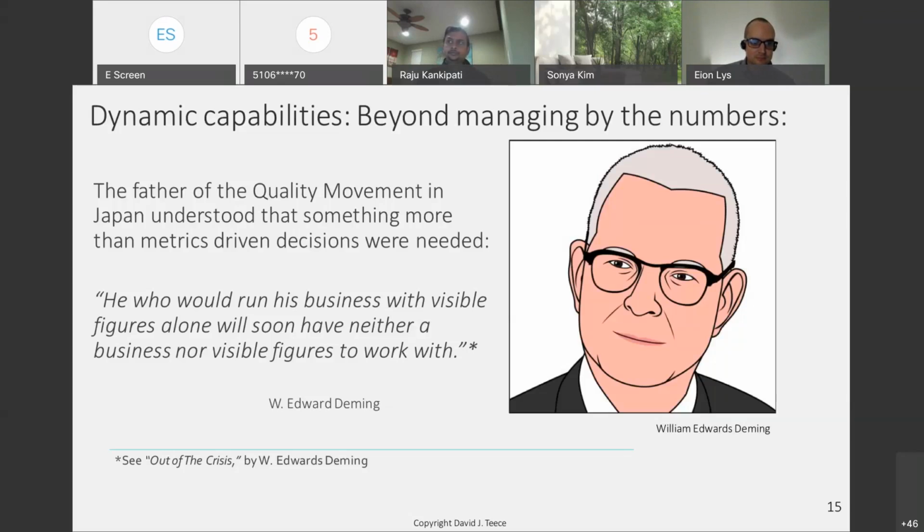And Deming, who is used as a poster child for quantitative analysis in manufacturing and elsewhere, says, "He who would run his business with visible figures alone will soon have neither a business nor visible figures to work with." Isn't that sobering? So yes, it's important to do quantitative analysis, but he who would run his business with visible figures alone will soon have neither a business nor visible figures. Not to say quantitative analysis is not important. It is important. But if you think you're going to get there just with calculations and comparing the PV of strategy A with the PV of strategy B, you're not going to win. Next slide, please.